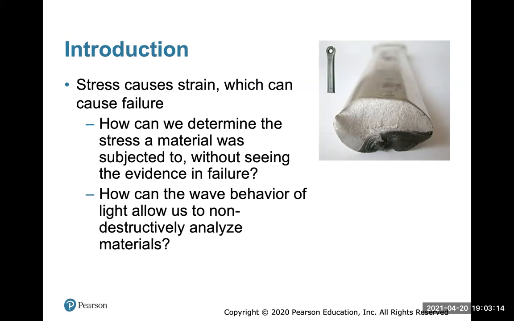I would like to perform a non-destructive analysis on the quality of all the welds, for example. Is there a way to leverage the wave behavior of light to do that? These are our questions for the day.